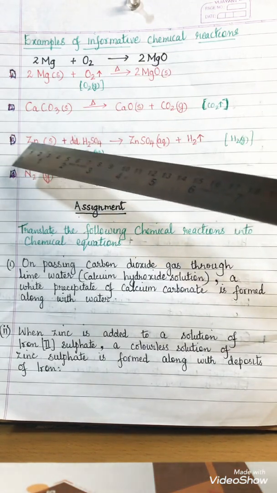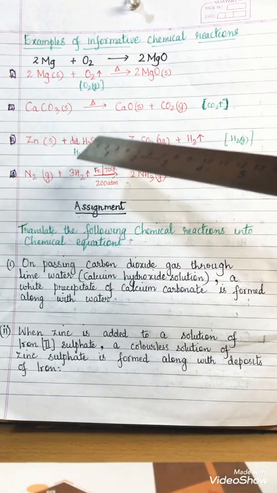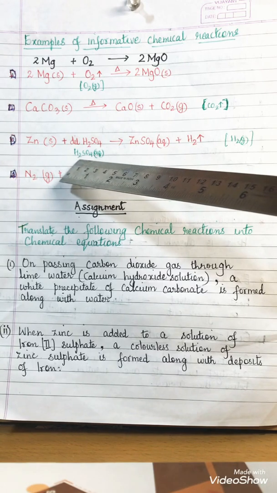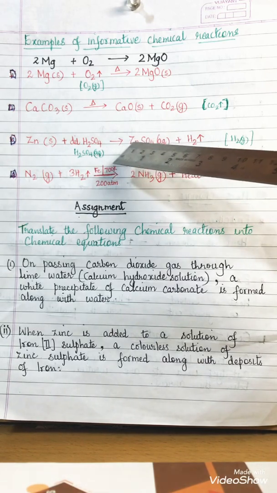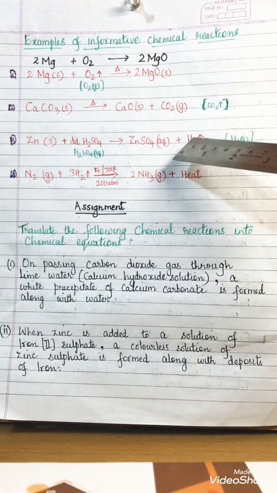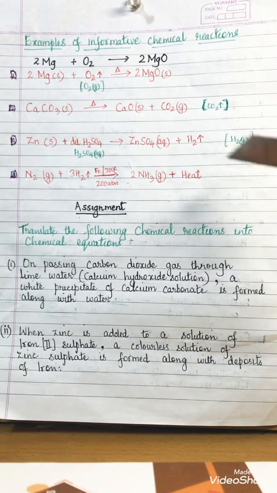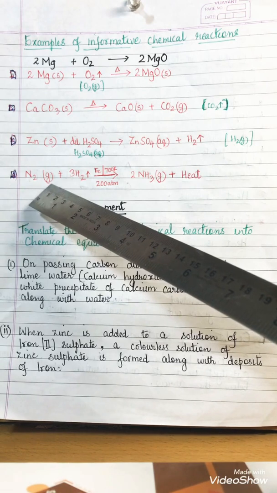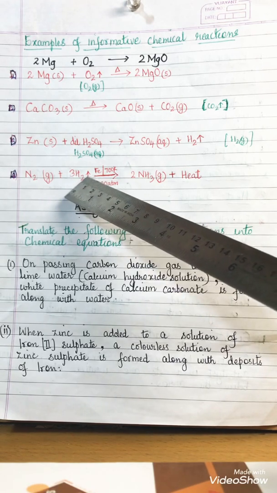The third example, zinc, that is Zn, solid, plus dilute H2SO4. Dilute H2SO4 is an aqueous solution, that is water is added to it, so therefore it can also be written as H2SO4 (aq) in bracket. Gives zinc sulfate, ZnSO4, it is a solution, so aqueous, plus hydrogen gas, again upward arrow or G in bracket. Now the last example, nitrogen, it is a gas, again here you can use the upward arrow instead of G, plus hydrogen gas.